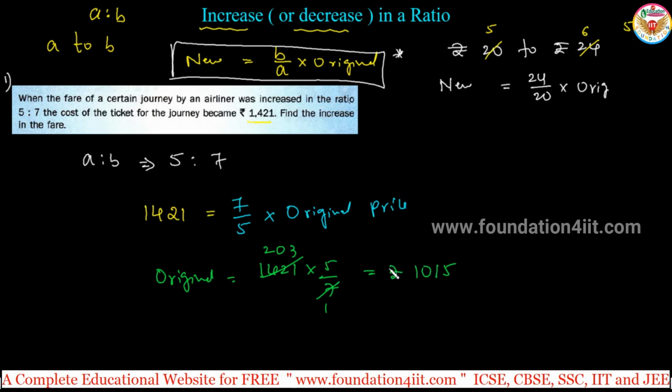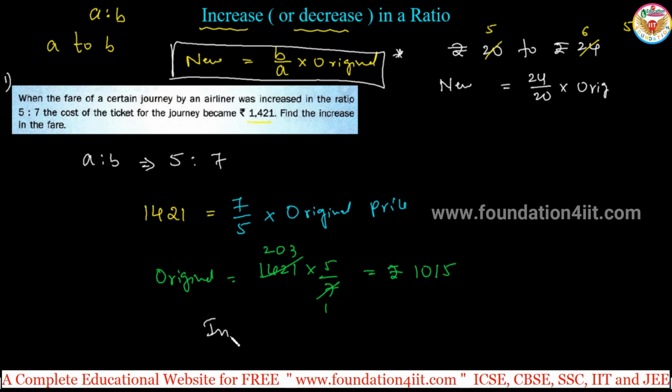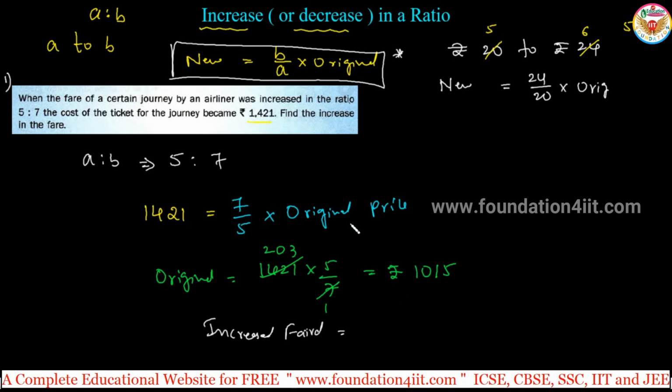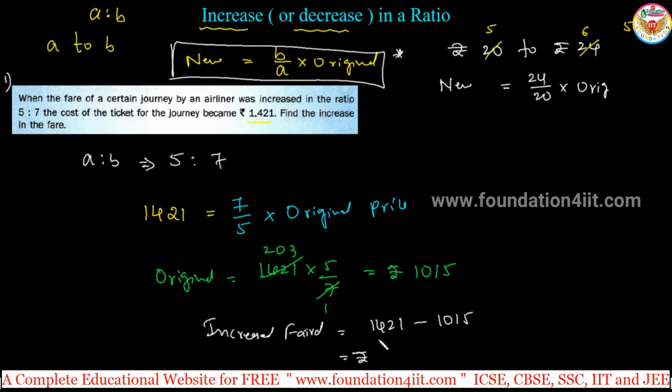1015 is the original. They're asking to find the increase in fare. Increase means it went from 1015 to 1421. So you can find the increased fare just by subtracting these two numbers. The increased fare is equal to the present minus the original, which is the change. The new one is 1421, the original is 1015. Subtract that, and we get 406, right?